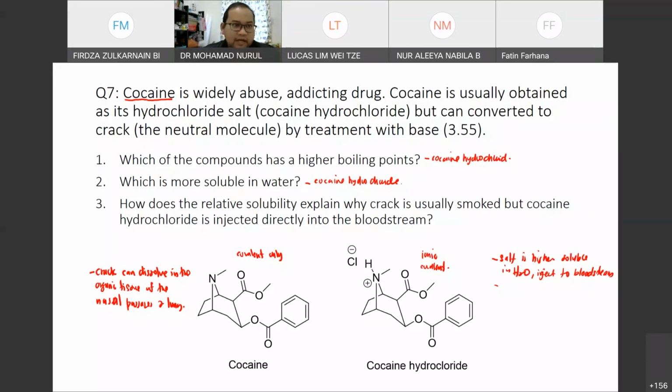I think that's all for today. We have learned a lot about the functional groups, solubilities, melting points, and so on, including covalent and also ionic bonds.